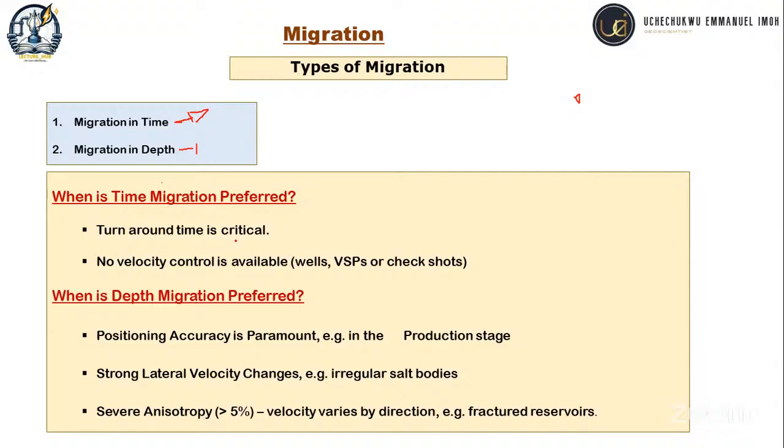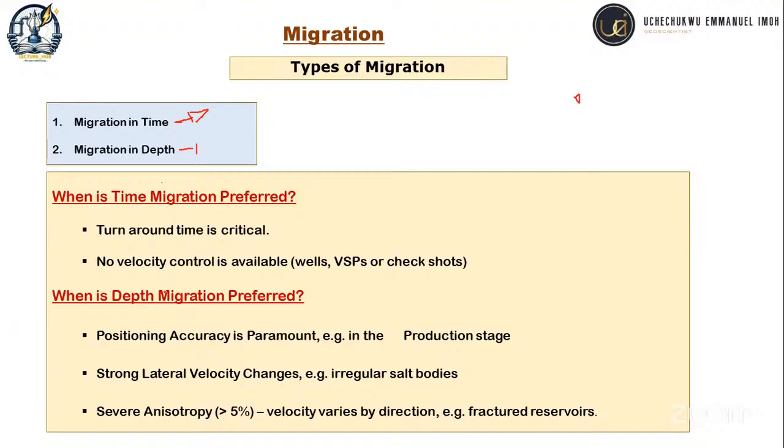But when you go to the field to do your drilling operation, you have to drill in depth. Drilling operation is in depth. Your well logs are in depth, but your seismic data is in time. So this is why during interpretation, you do what we call the well-to-seismic tie, where you're tying the well logs, which are in depth, to your seismic data that is in time. So the seismic data migrated is in time.